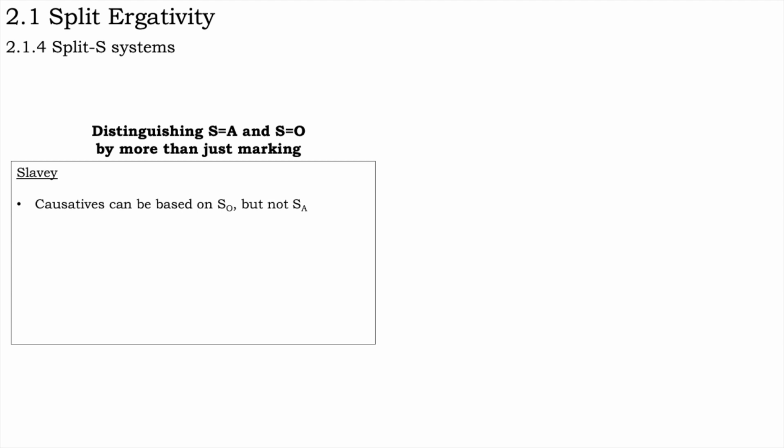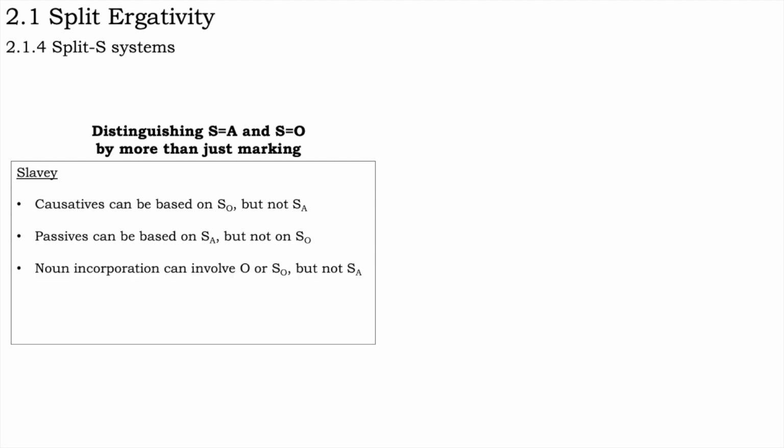In some languages, the distinction between S equals A and S equals O verbs goes further than just marking. For instance, in the Athabascan language Slavi, causatives can be based on S equals O, but not on S equals A. Passive on S equals A, but not S equals O. Noun incorporation can involve O or S equals O, but not S equals A, and so on.